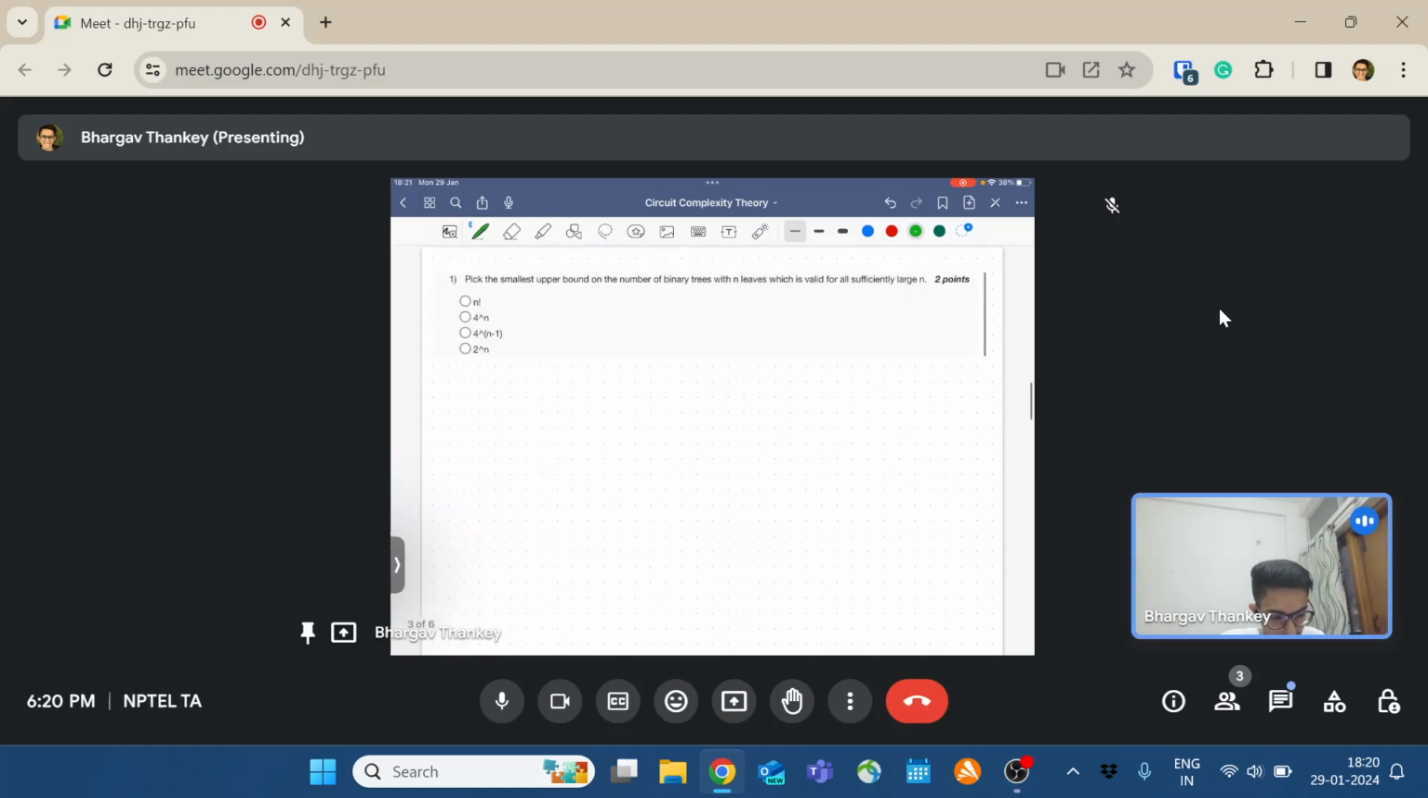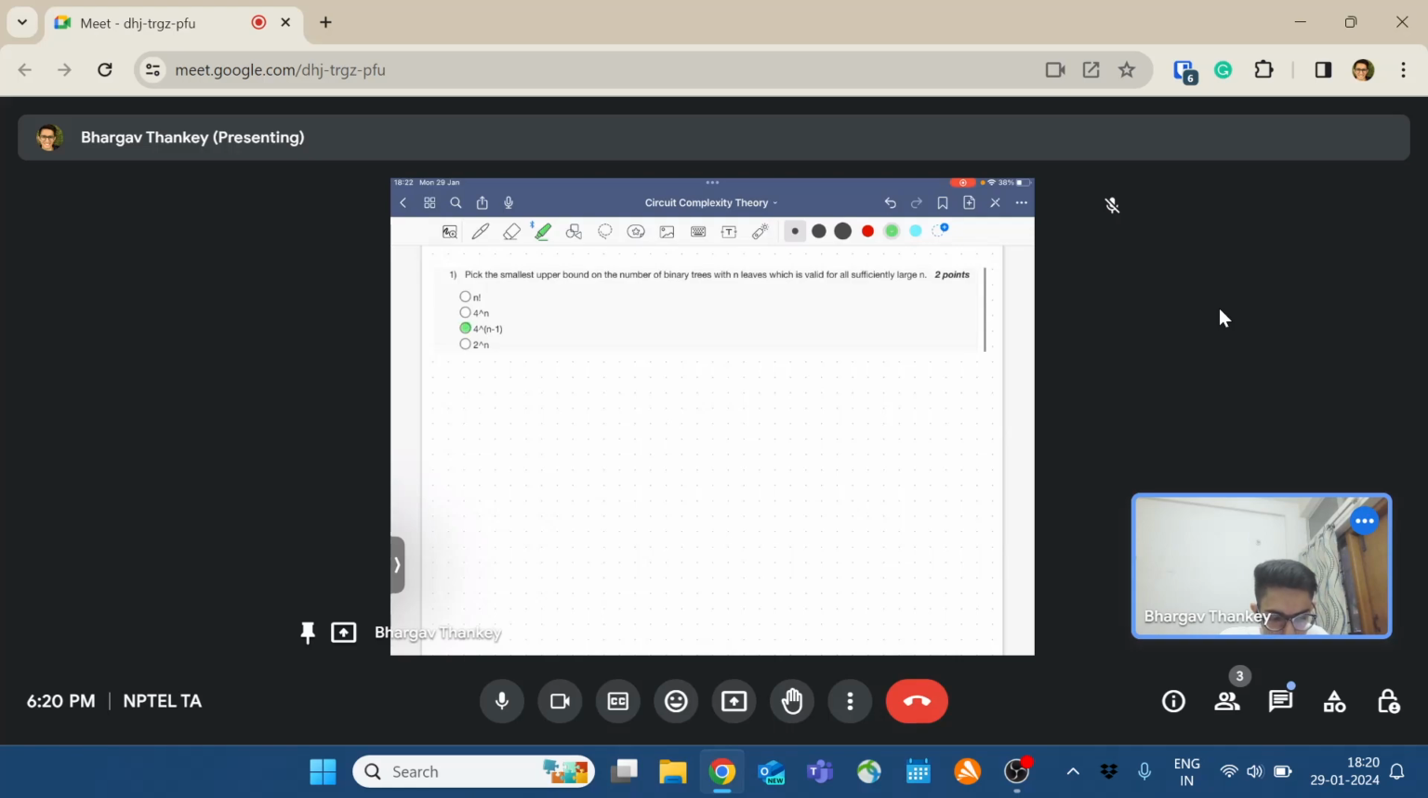Okay, so the next problem is: pick the smallest upper bound on the number of binary trees with n leaves, which is valid for sufficiently large n. The options are n factorial, 4 to the n, 4 to the n minus 1, and 2 to the n. So which of these is correct? Well, the answer is 4 to the n minus 1.